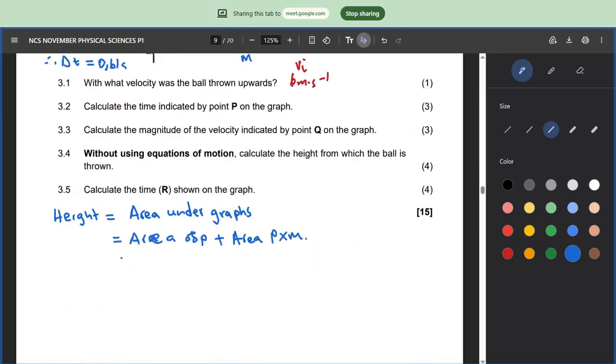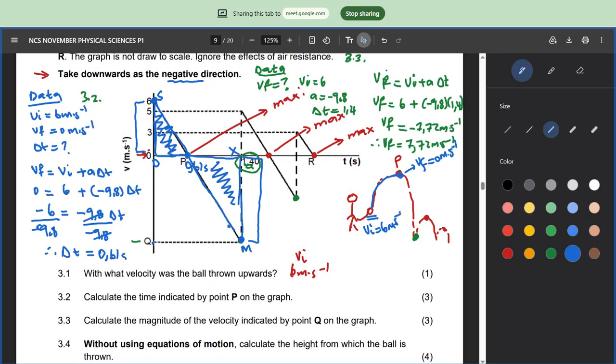I'm just going to find the area of OSP. Since it's a right angle triangle, it's half base times the height. And then the other one will also be half base times the height. So let's start with OSP. What is the base? The base will be the distance from this point here.